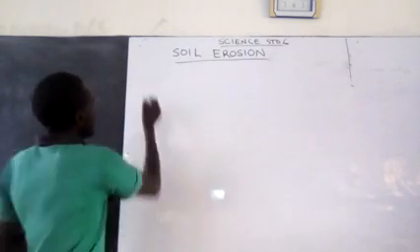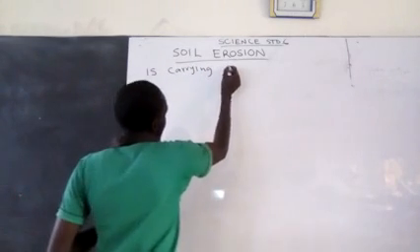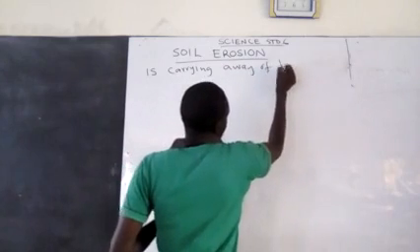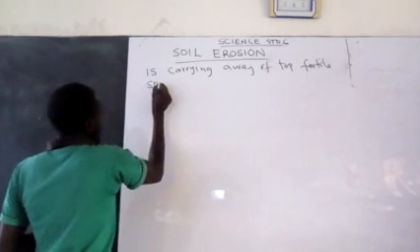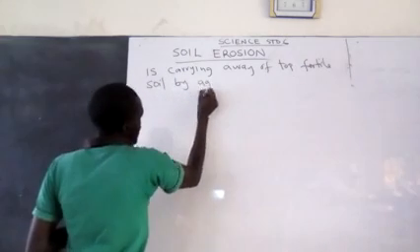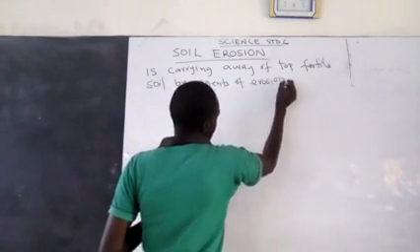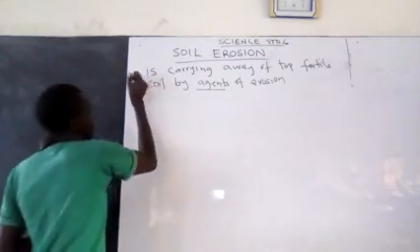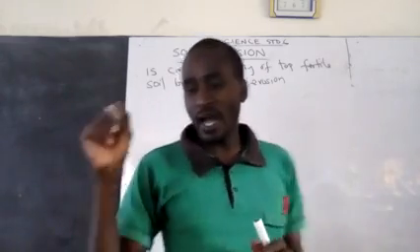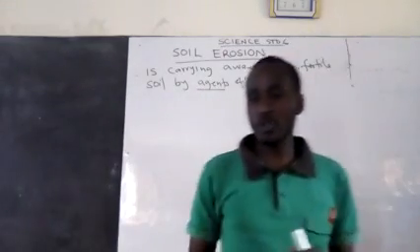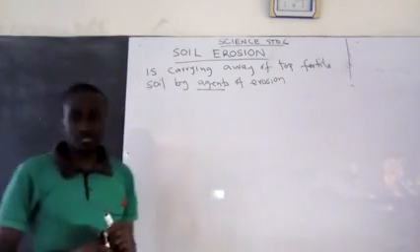Soil erosion is carrying away of top fertile soil by agents of erosion. Soil erosion is carrying away of top fertile soil by the agent of soil erosion.